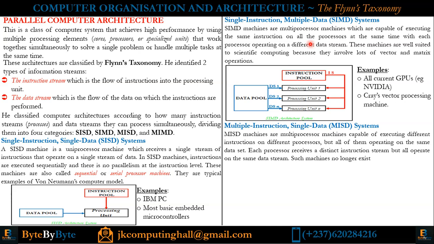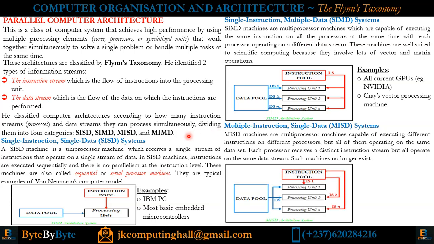MISD machines are multiprocessor machines capable of executing different instructions on different processors, but all of them operating on the same dataset. So here, what are we doing? We are performing different instructions on different processors, but on the same data set. Each processor receives a distinct instruction stream, but all operate on the same data stream. Such machines no longer exist. MISD machines do not exist anymore.